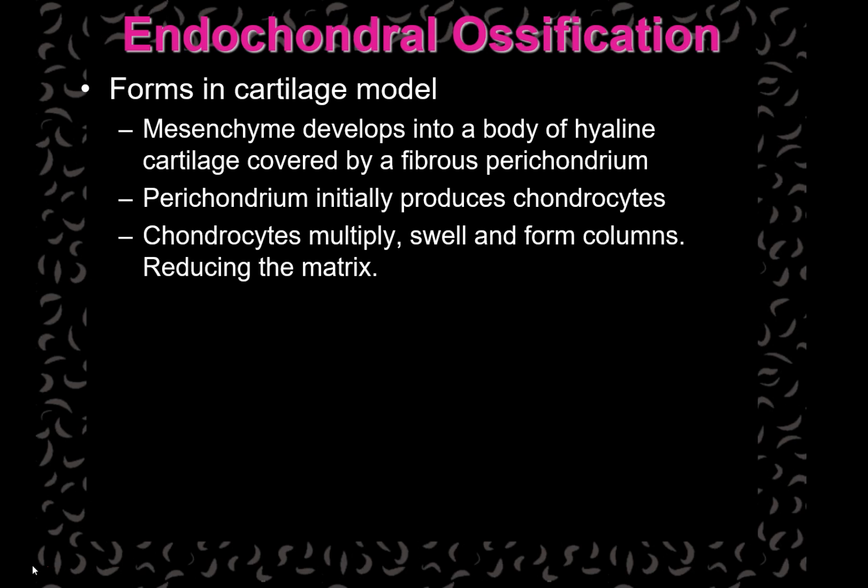So the chondrocytes multiply and swell. They line up. They kind of get in single file lines almost and form columns. Now, reducing the matrix.